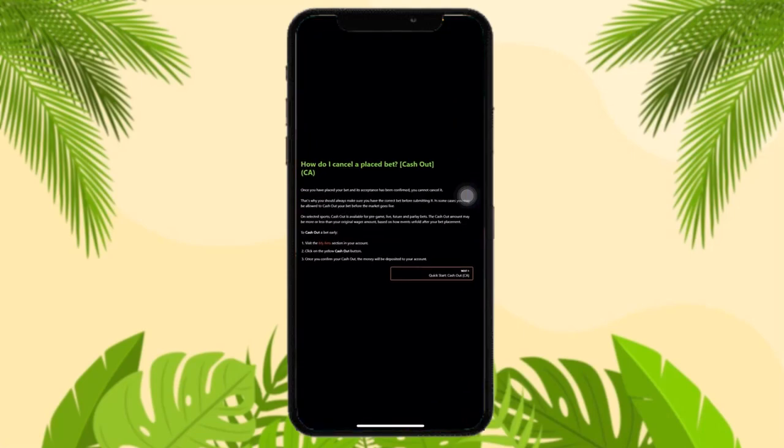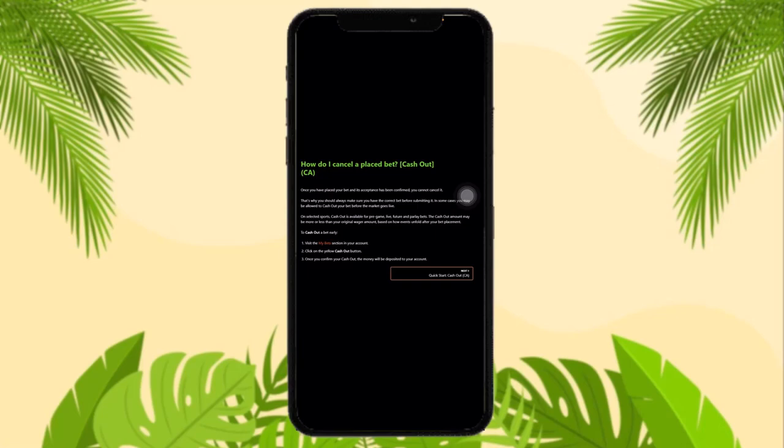So in order to cancel a placed bet, once you have placed your bet and its acceptance has been confirmed, you cannot cancel it. That's the sad truth of this situation. That's why you should always make sure you have the correct bet before submitting it.